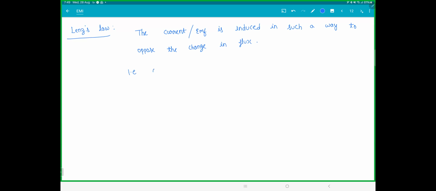What this is trying to say is, I don't have a problem with flux, I have a problem with changing flux. So don't get confused, both of them are completely different. If flux is increasing, the system tries to decrease it. If flux is decreasing, the system will try to increase it. The only thing is, I don't want you to change.